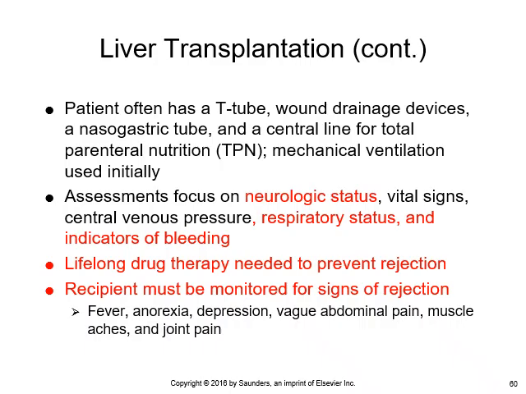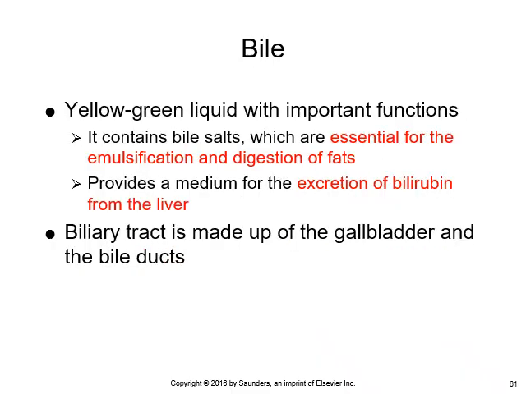Patient will often have a T-tube. This T-tube is for wound drainage. Also will have a nasogastric tube and a central line for TPN. And initially, we may even put them on mechanical ventilation. All right. For liver transplantation or any transplantation, lifelong drug therapy is needed to prevent rejection. And then they must be monitored for signs of rejection.